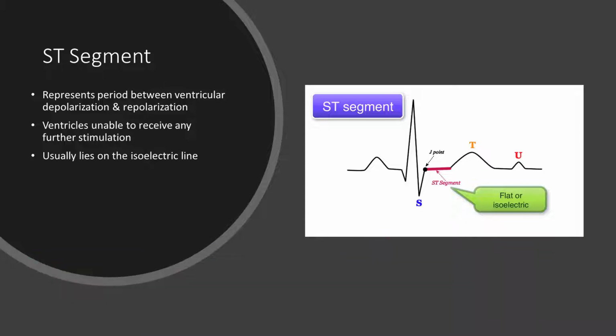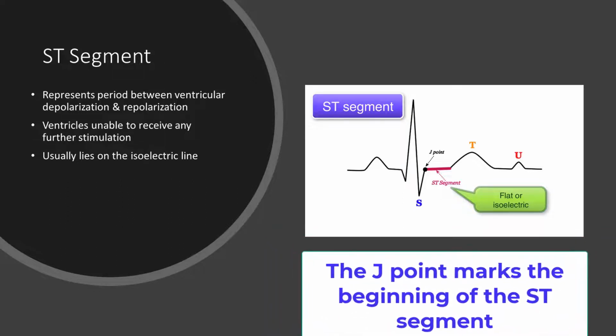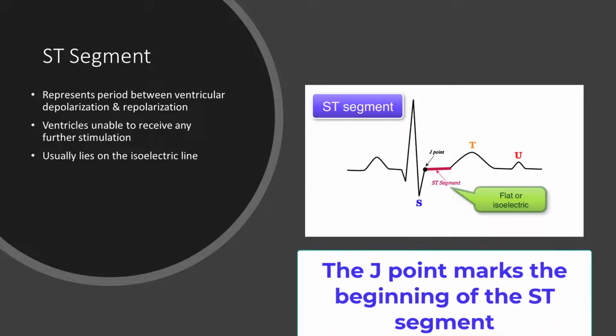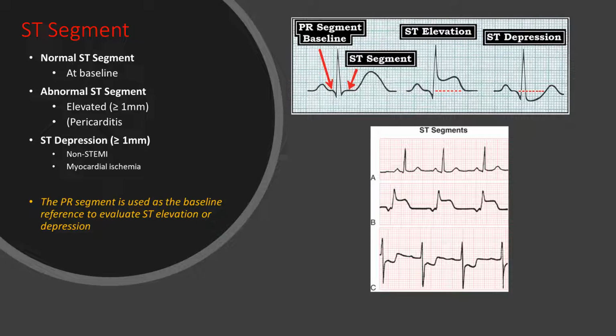So in determining the ST segment, one has to look for the baseline and then compare it to the J point. The J point is the beginning of the ST segment, which is the line that connects the S wave to the T wave. A normal ST segment should be at the baseline. An abnormal ST segment could either be elevated, or above the baseline, or it could be depressed.